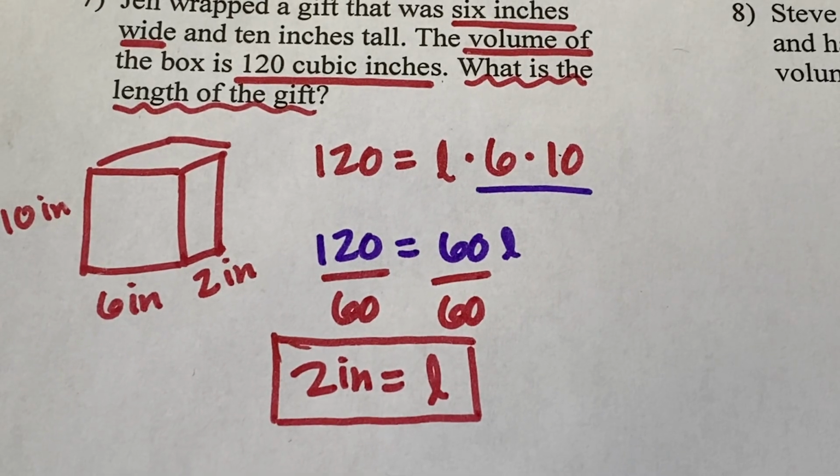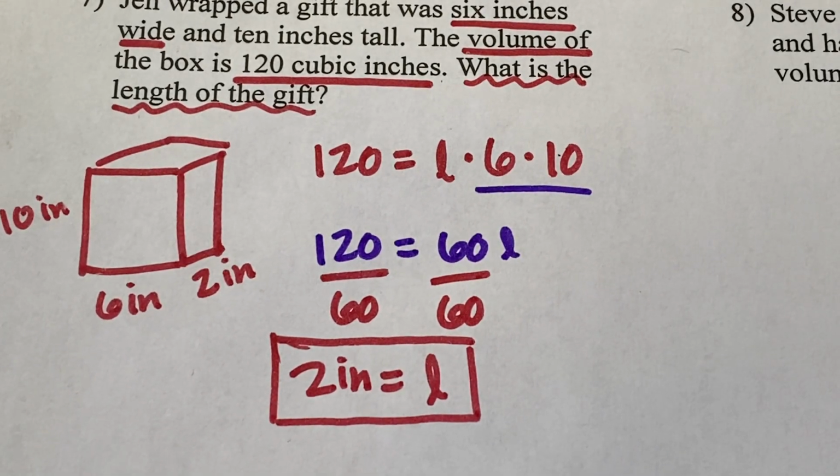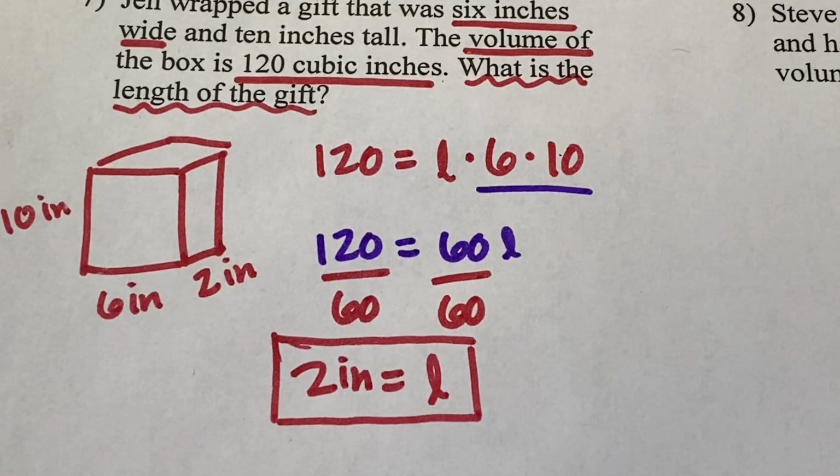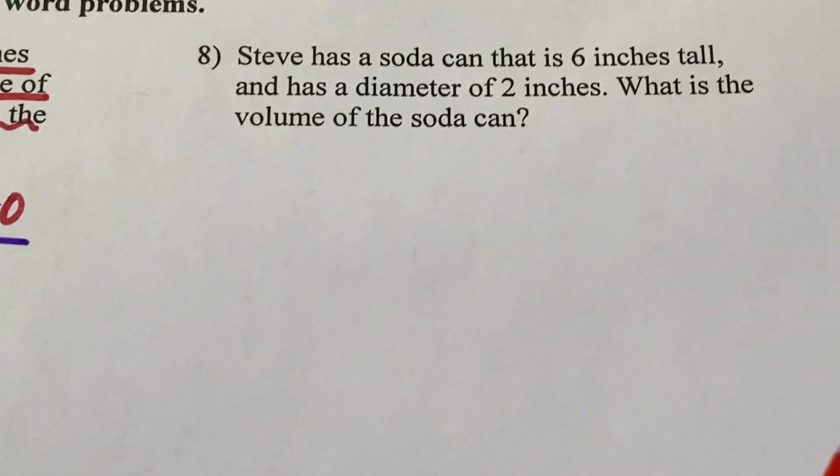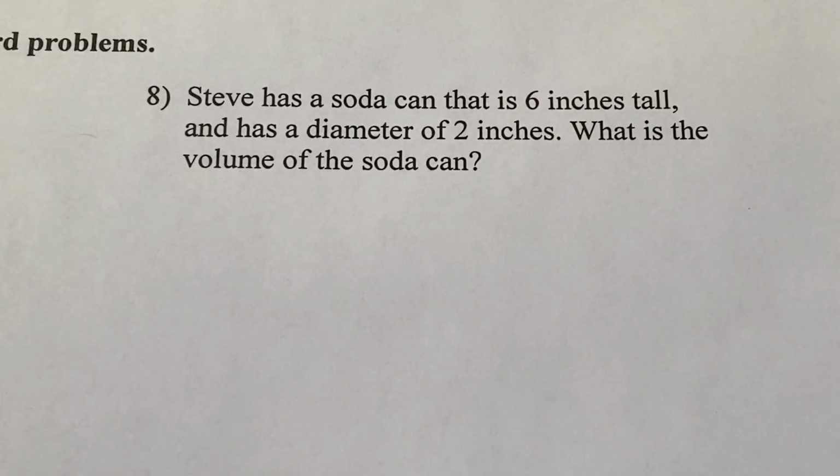Also, they're not cubic or square. No, because it gave us the volume. We didn't solve for the volume. We solved for a missing side. Good question. Easy money. Okay, you guys. What is this volume? Next question.